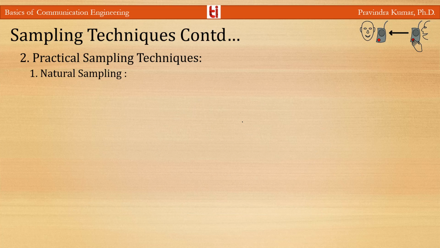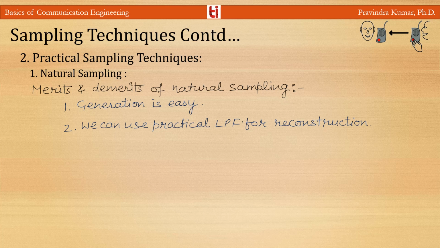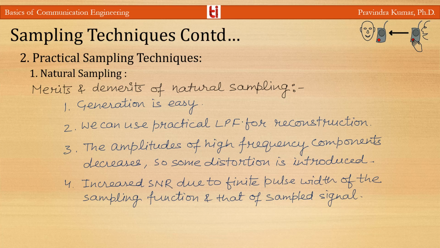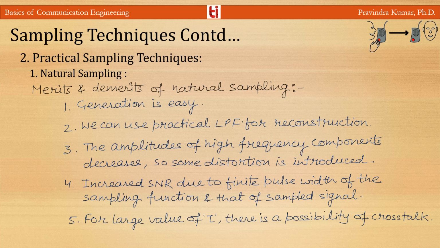Now if we talk about the merits and demerits of natural sampling, in merits you can say the generation is easy, and we can use a practical low pass filter for reconstruction. The amplitudes of high frequency components decrease, so some distortion is introduced. This is a demerit. And there is increased SNR due to the finite pulse width of the sampling function and that of the sampled signal, and for a large value of tau there is a possibility of crosstalk. This is again a demerit of natural sampling.